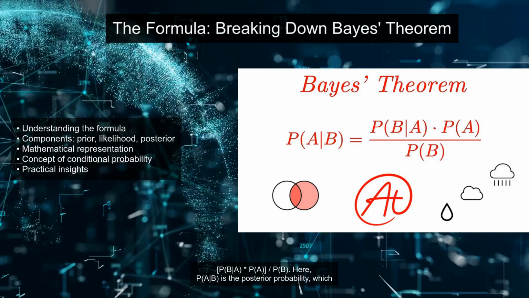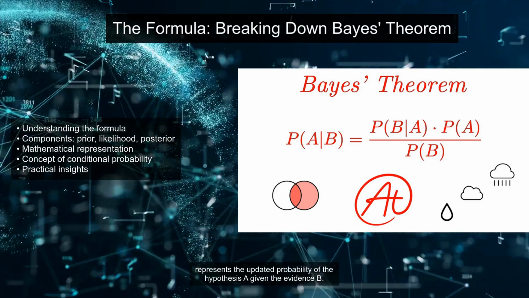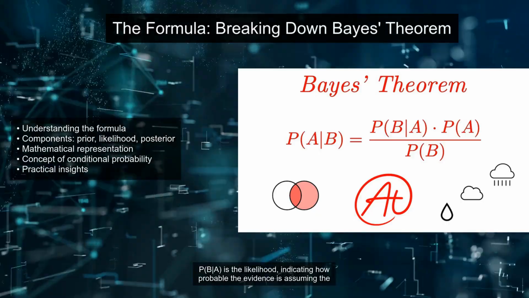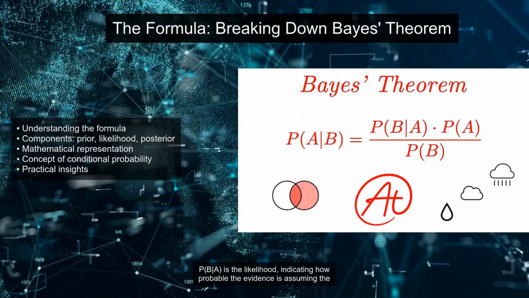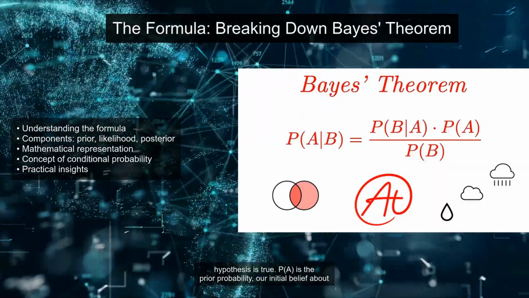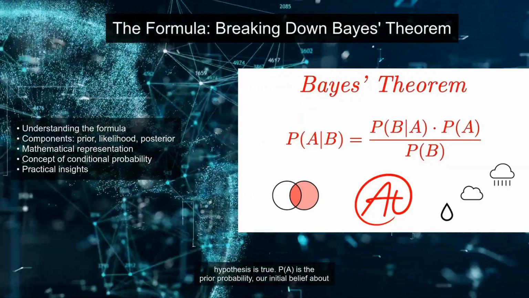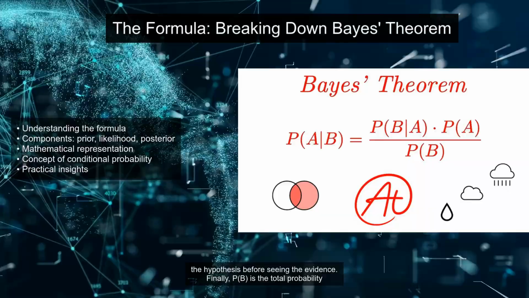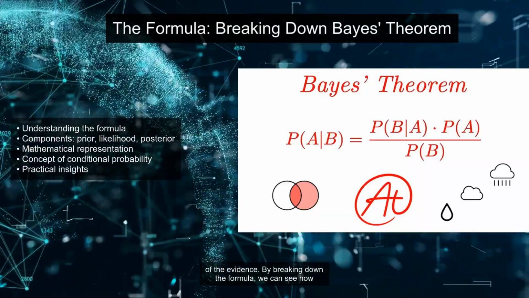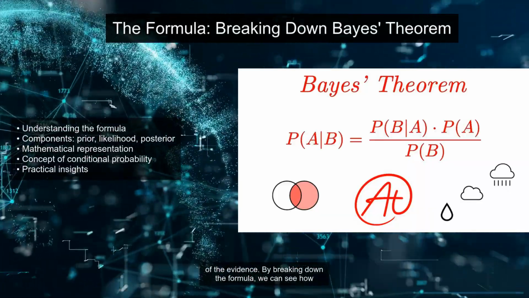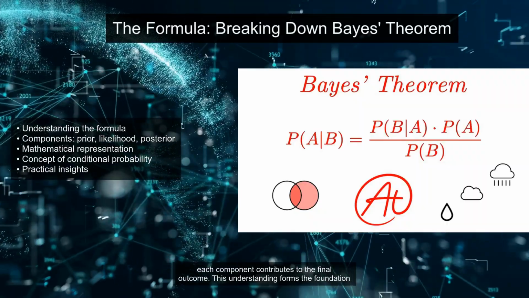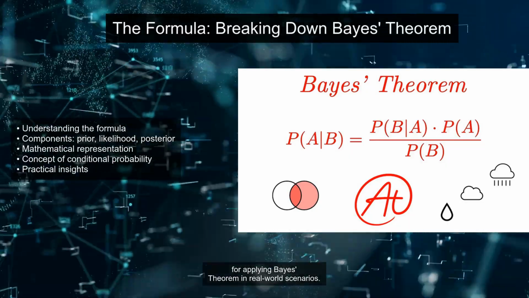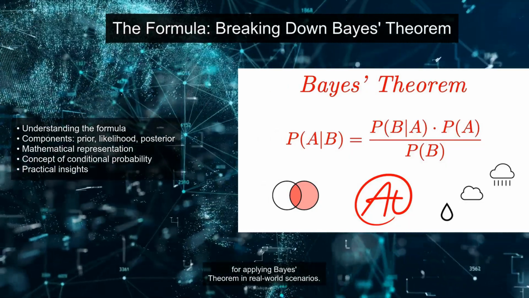Here, P(A|B) is the posterior probability, which represents the updated probability of the hypothesis A given the evidence B. P(B|A) is the likelihood, indicating how probable the evidence is assuming the hypothesis is true. P(A) is the prior probability, our initial belief about the hypothesis before seeing the evidence. Finally, P(B) is the total probability of the evidence. By breaking down the formula, we can see how each component contributes to the final outcome. This understanding forms the foundation for applying Bayes' theorem in real-world scenarios.